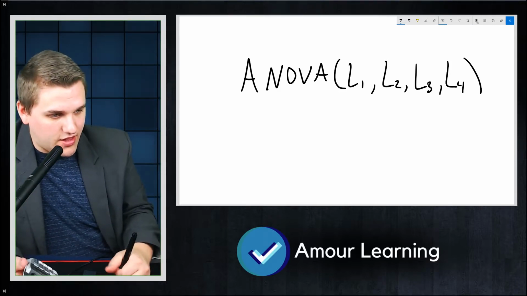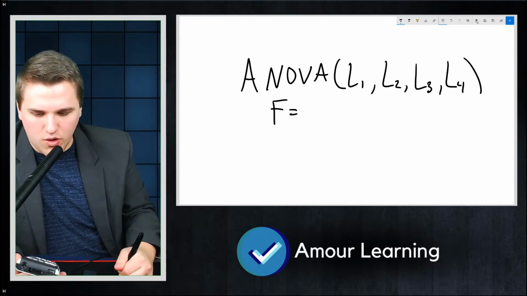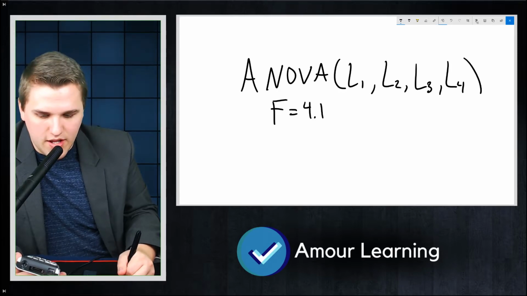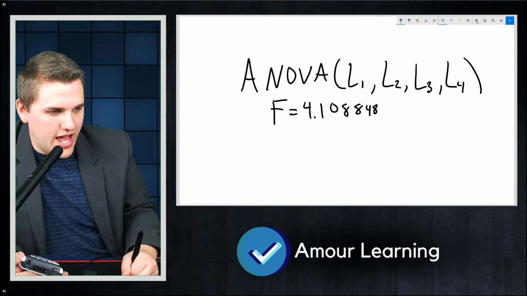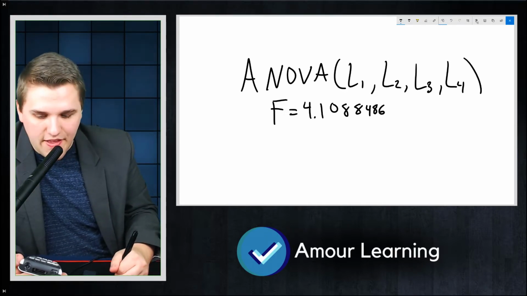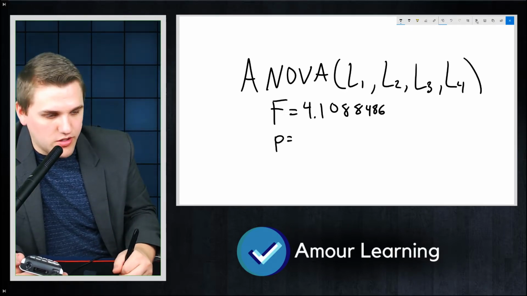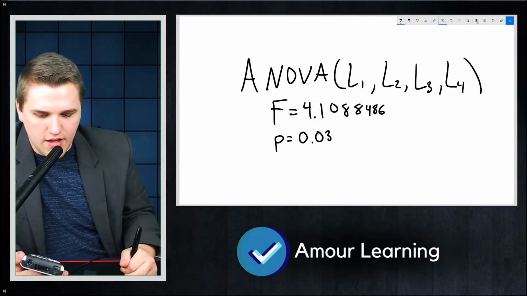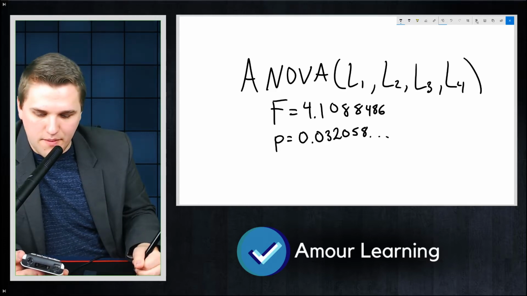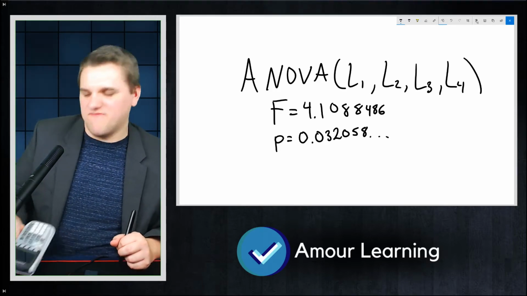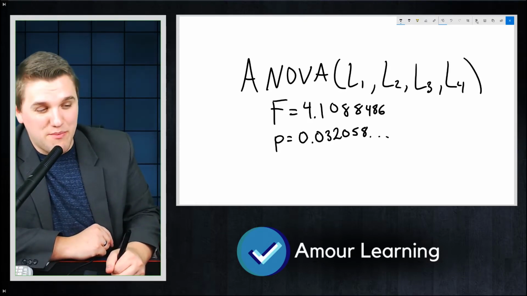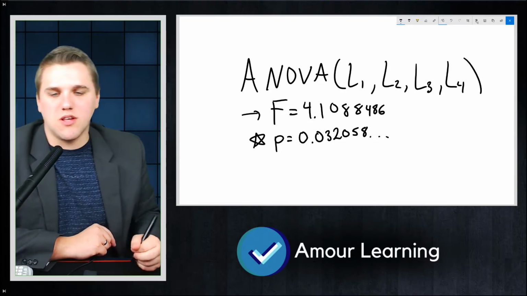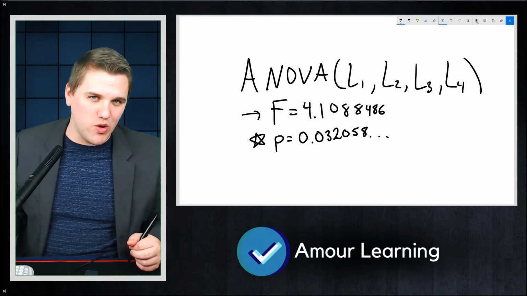And I'm getting, as a result, F equals 4.1088486. And this is the important one: P equals 0.032058, and so on. The rest of the stuff is pretty much insignificant for conducting this test. What really matters is, in particular, the p-value. And most math classes will ask about the f-value as well.